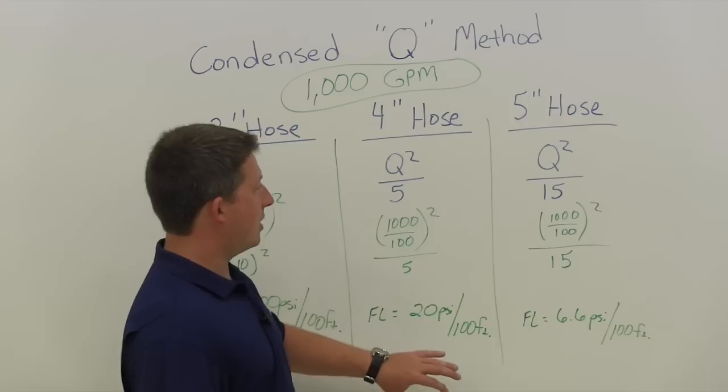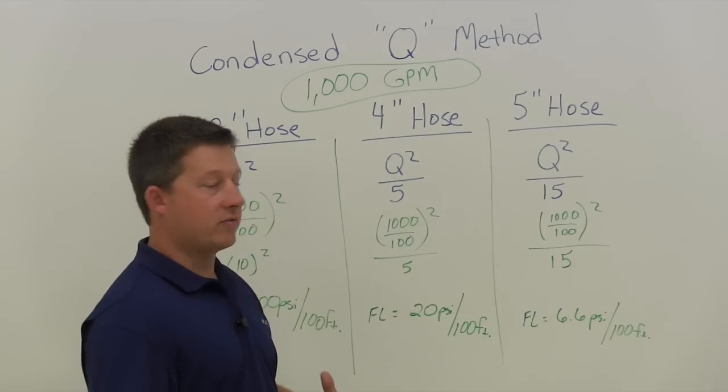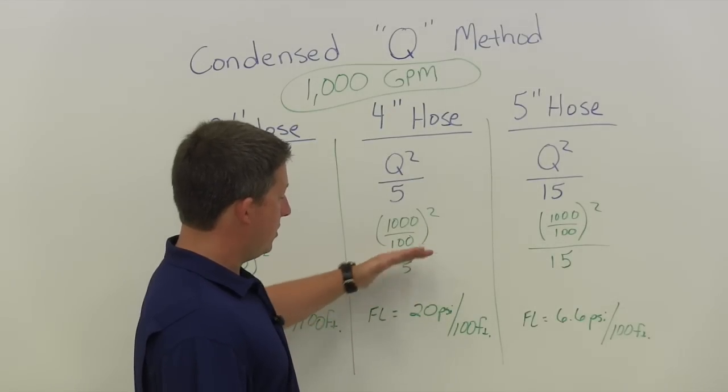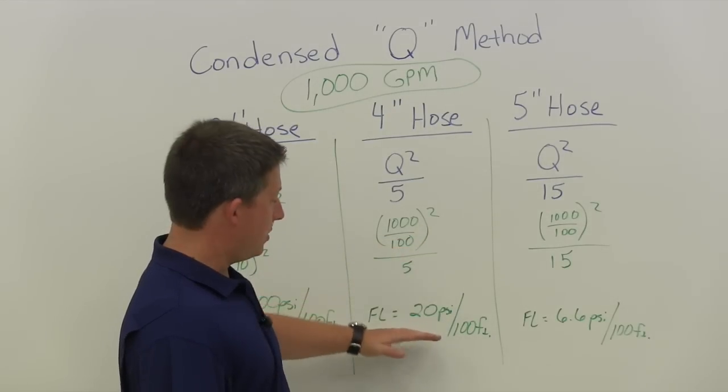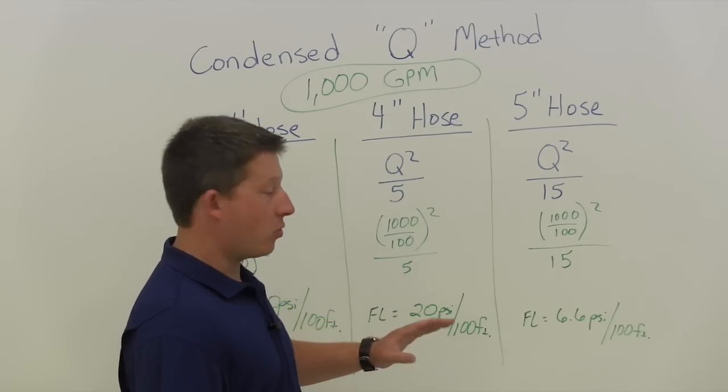If we're going to flow 1,000 gallons per minute through a 4-inch hose, we have 1,000 divided by 100 to get us into hundreds of gallons per minute. 10 squared is going to be 100. 100 divided by 5 is going to be 20. So we have 20 psi friction loss per 100 feet of hose in a 4-inch hose.